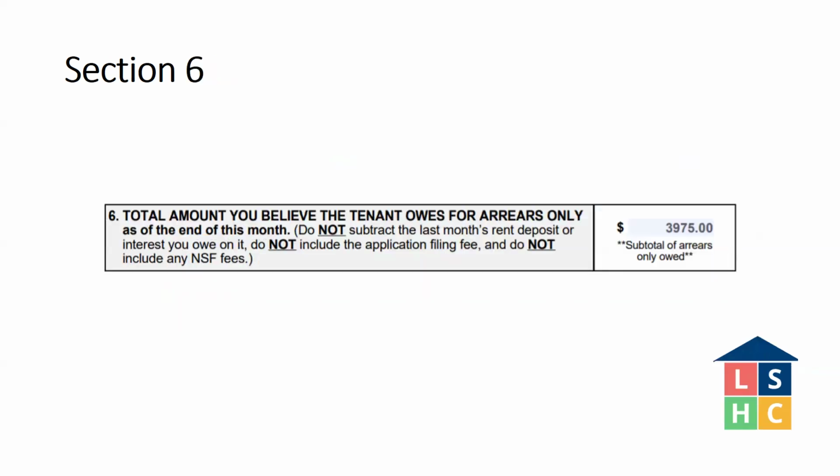Section 6 of the update form should show the total amount of arrears owed by the tenant as of the hearing date. It takes all the changes and amounts from sections 1 to 5 into account. Do not include the filing fee or NSF charges in this section, and do not subtract the last month's rent deposit. The adjudicator will do the final calculations when issuing the order. In this example, the amount now owing by the tenant is $3,975.